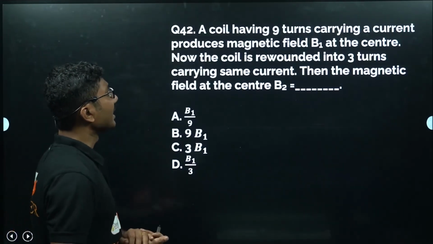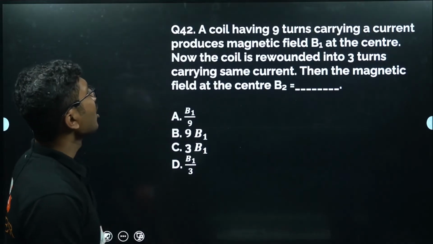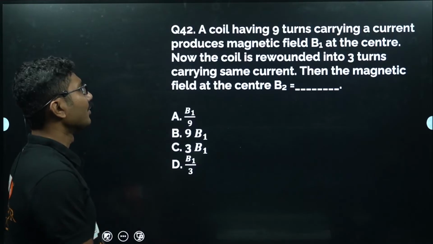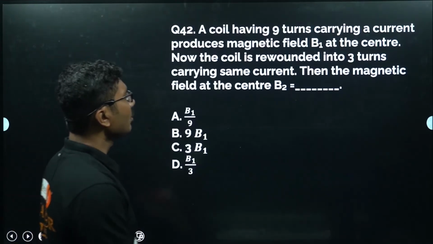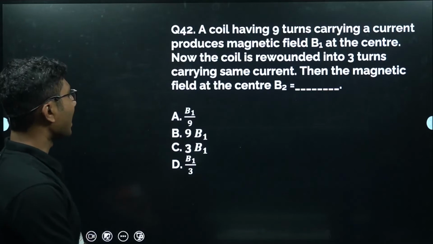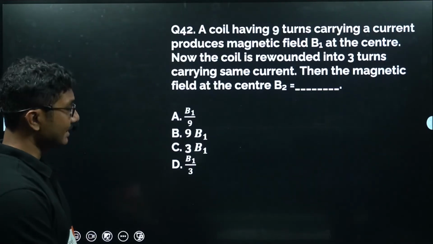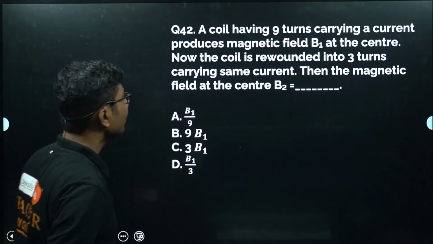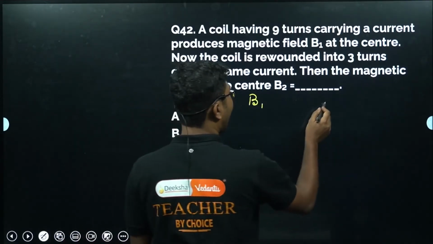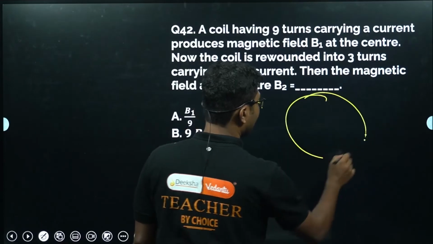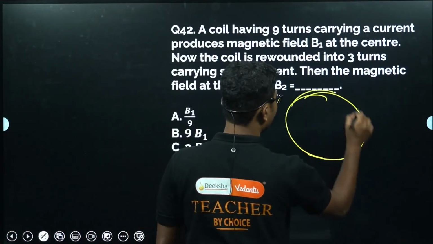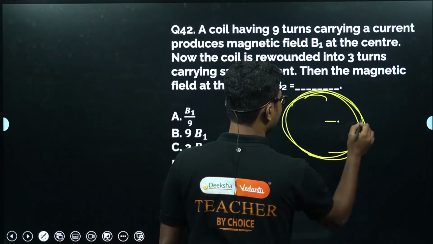A coil having 9 turns carrying a current produces a magnetic field B1 at the center. Now the coil is rewound into 3 turns carrying the same current. Then the magnetic field at the center is. Okay, so the first case was B1, and the total number of turns was 9.